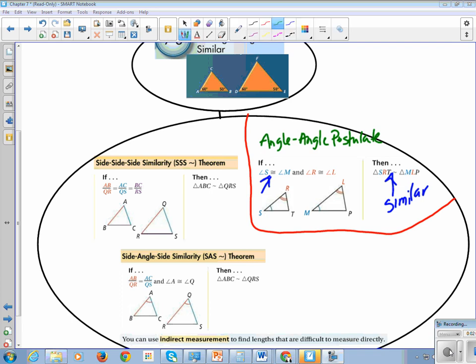All right, so the side-side-side similarity theorem says if all my sides, so AB and QR, AC and QS, and BC and RS, if those proportions are all equal, then my triangles are similar. So this is a little different than side-side-side congruence. This is just saying if all the proportions are equal, then my two triangles are similar.